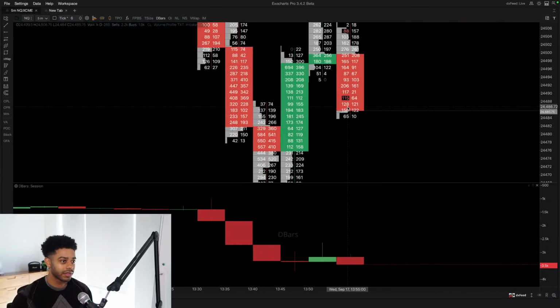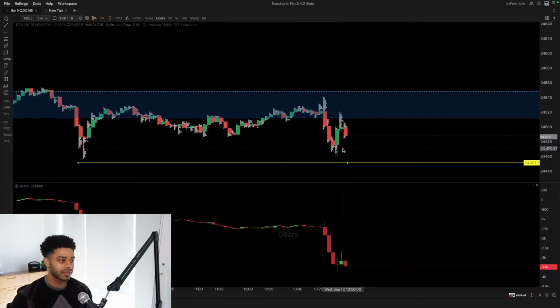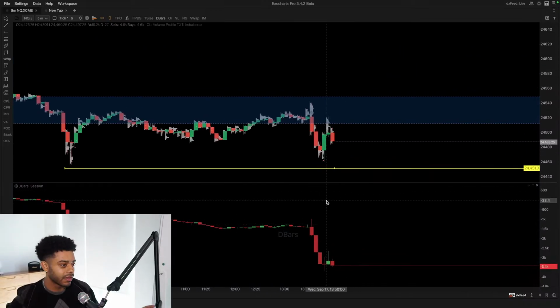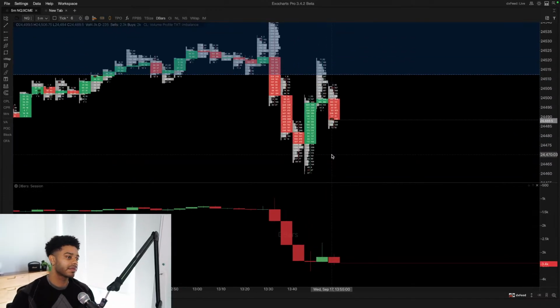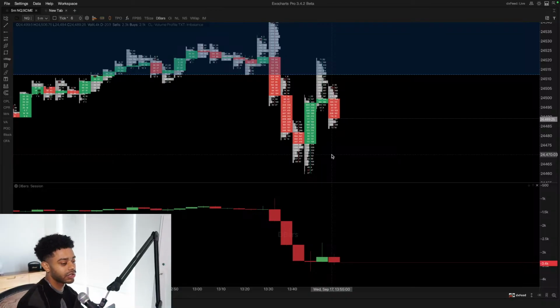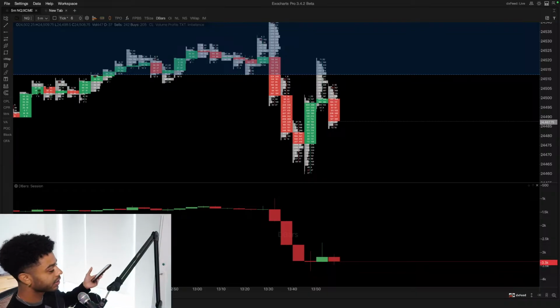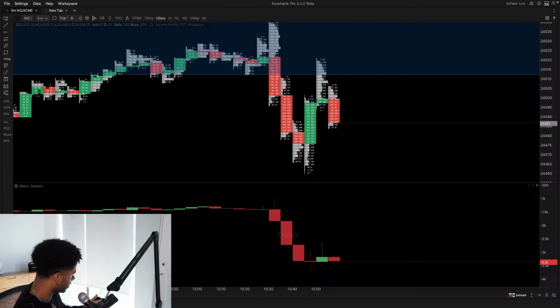Starting to see some imbalances on the bid, some aggressive sellers stepping in. We'll pay attention to this delta divergence down here at the bottom too. That's one of the best ways to view if aggressive sellers or buyers are actually joining the move. I'm using EXO charts right here. D-Maze.